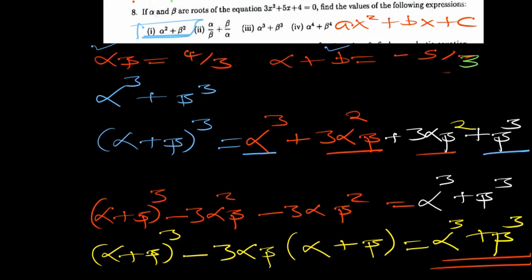We're interested in alpha cubed plus beta cubed. And if you check everything on the left hand side, that is the summation, that is the product, that is the summation. So we're able to simplify it.